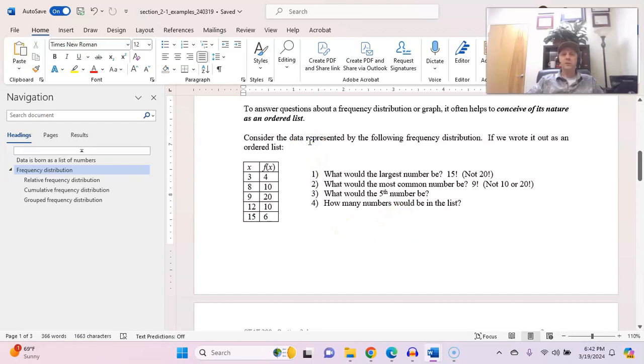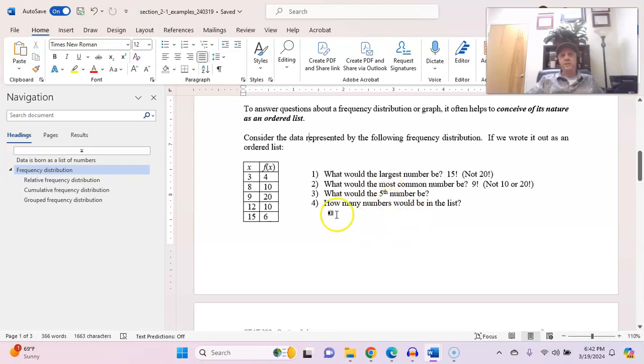Okay, question number 3. What would be the 5th number in this list? What do you think? Some people would say, well, let's see, 3, 4, 8, 10, 9, or maybe they'd scramble these numbers in order and get 3, 4, 6, 8, 9, or maybe they'd say 3, 8, 9, 12, 15. Those are all wrong answers.